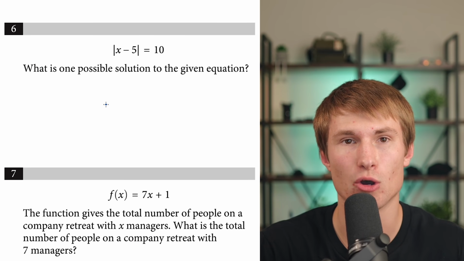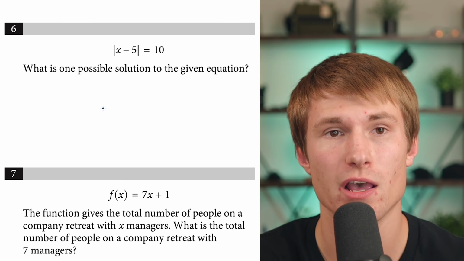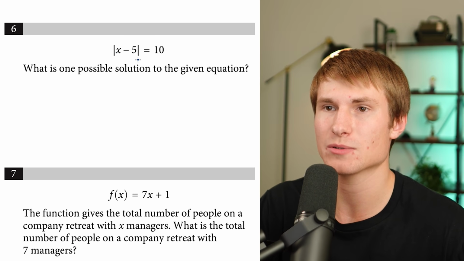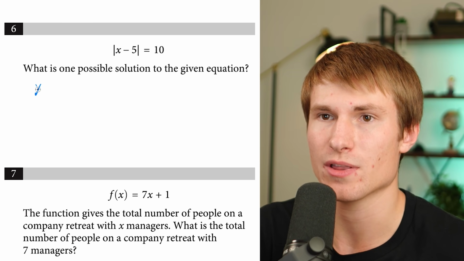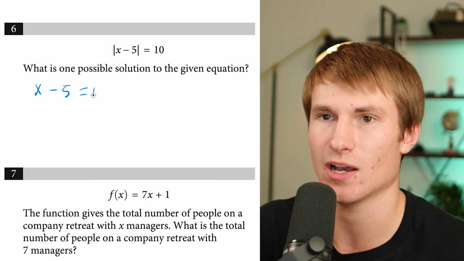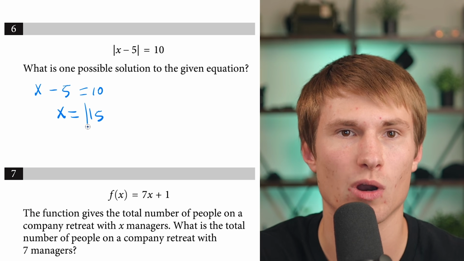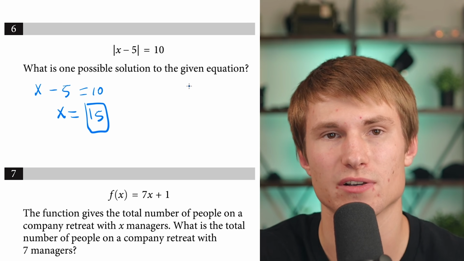Here's something you need to know about absolute value for the SAT math section. If you take a look at question 6, it says, what is one possible solution to the given equation? Well, here we have the absolute value of x minus 5 is equal to 10. So the way that we're going to set this up is first by doing x minus 5 is equal to 10. When we add 5 to both sides, we'll get x is equal to 15. So one of the possible answers here is 15, but there is another possible answer.